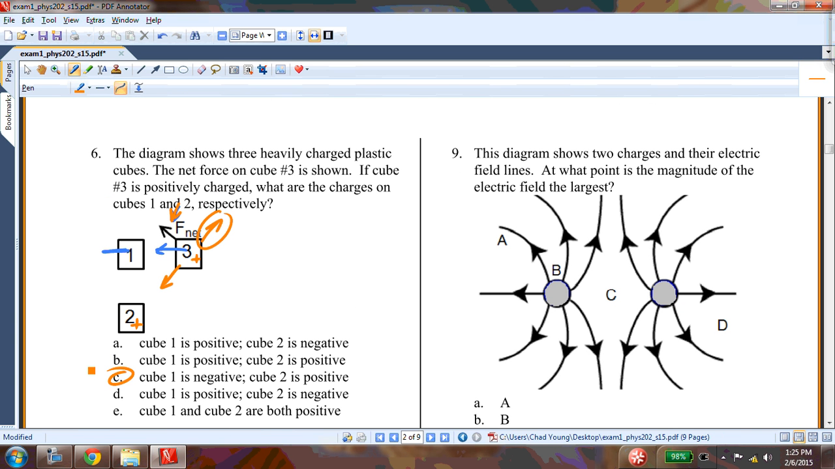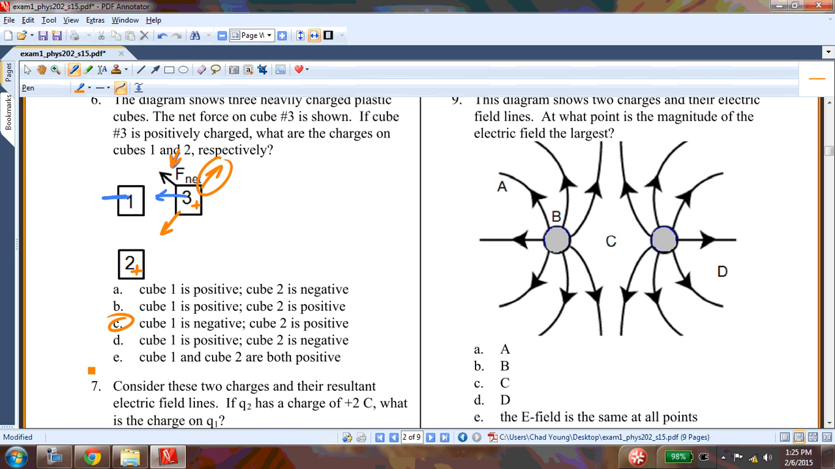This diagram shows 2 charges and their electric field lines. At what point is the magnitude of the electric field lines the largest? The magnitude is the largest where the field lines are closest, so that would be B.